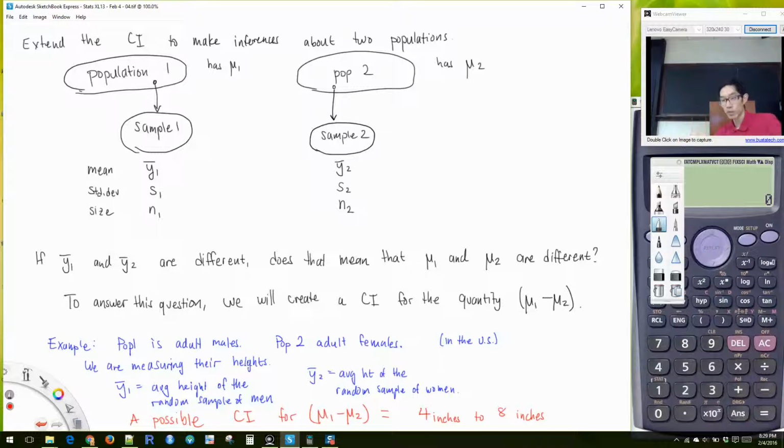Whereas in our case, when we're talking about heights, the difference is entirely positive, from 4 inches to 8 inches, meaning the average male might be anywhere from 4 inches to 8 inches taller than the average female, giving us evidence that males on average are taller than females. Does that kind of make sense what I'm saying? Okay, so I'll write that on the next slide.